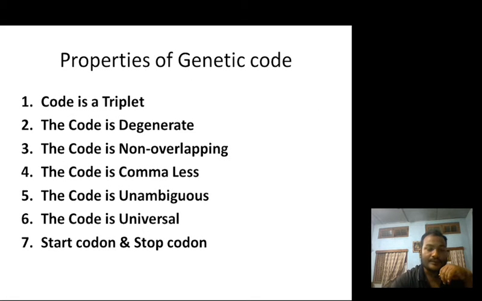So, some very important properties of genetic code. Here I listed 7 important properties of genetic code. First, the genetic code is triplet. Second, the genetic code is degenerate. Third, the genetic code is non-overlapping. Next, the code is commaless. Next, the code is unambiguous. 6th point, the code is universal. And last, but not the least, it has start codon and also stop codon. So one by one I am going to discuss.